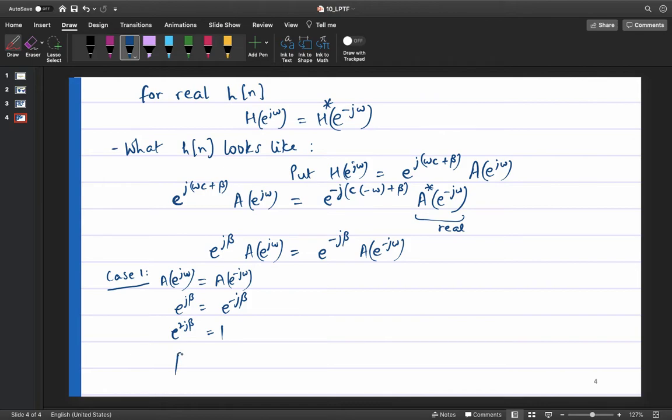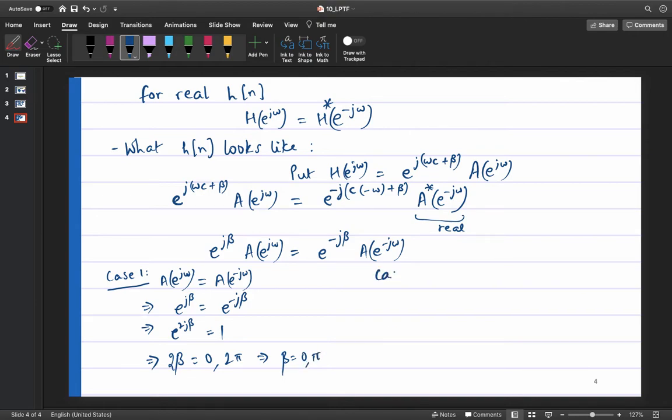This implies that 2β is either 0 or 2π, so this implies β is equal to 0 or π.